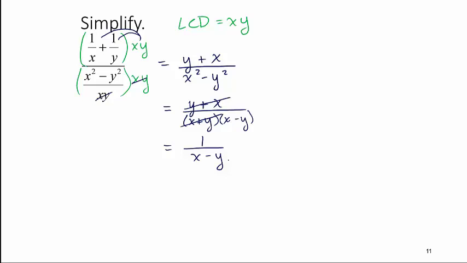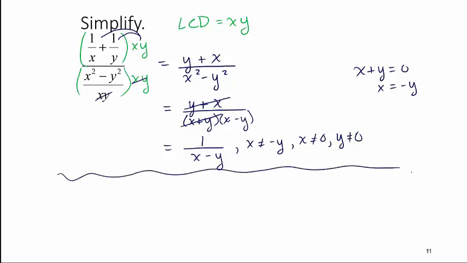All right, so now be careful here. What did we cancel out? X plus y can't be 0, right? So x can't be negative y. And I would also say x can't be 0 and y can't be 0 based on our original expression, right? You always have to go back and look at the original expression for a domain restriction. Okay, very good. So you see how all of this can pop out real fast without finding the LCD.